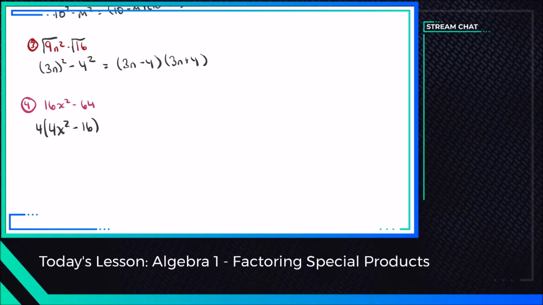16. And now we can go ahead and write this as a product of two squares. So that's going to be 4 times (2x) squared minus 4 squared. And so that's going to be equal to 4 times (2x plus 4) multiplied by (2x minus 4).